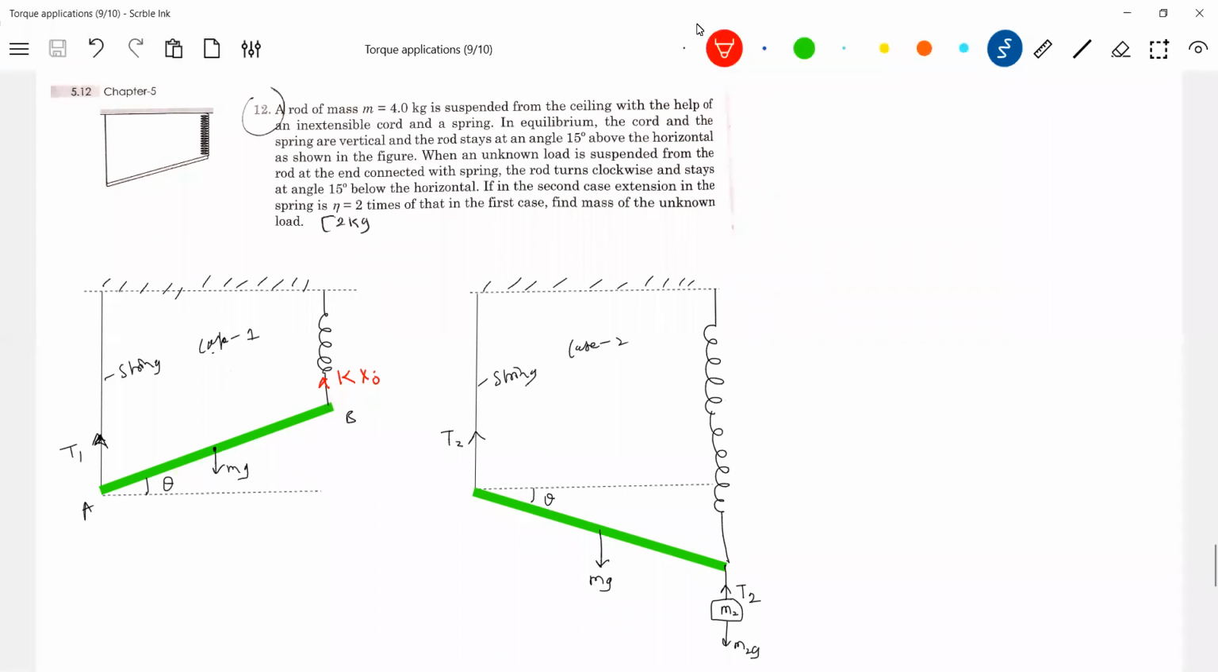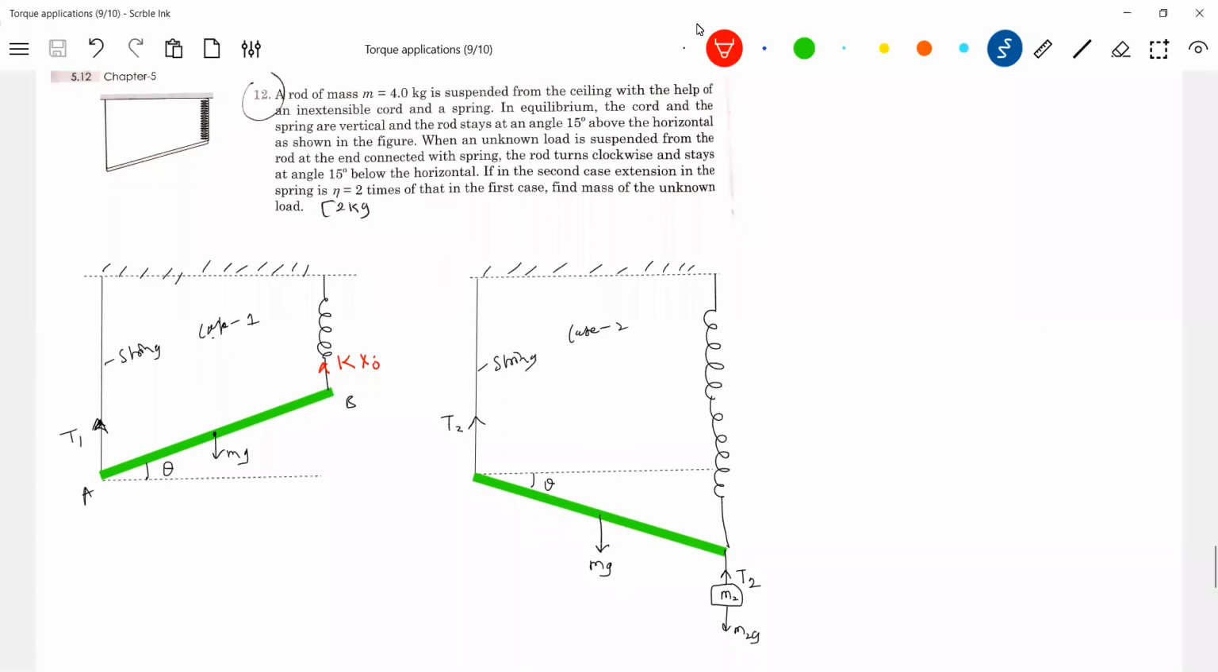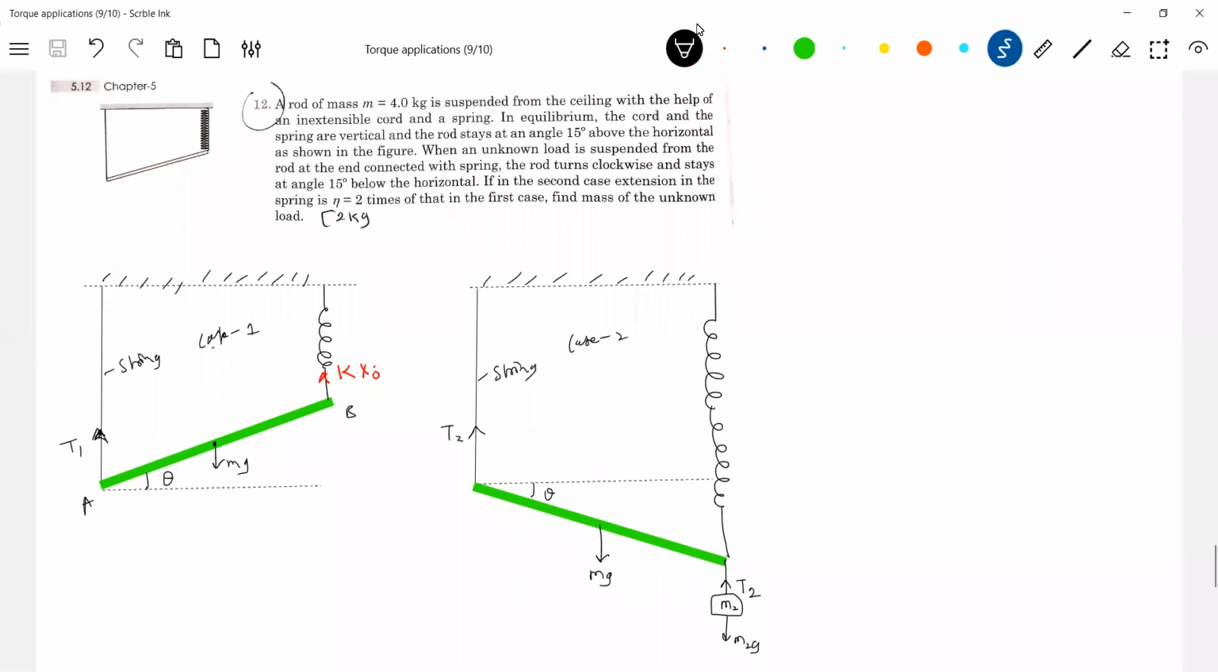So let's directly get into writing the equations now. The net torque about A should be 0. So for that, the weight of the rod, let it be M1, I'll take it. M1g times L by 2 cos theta. This is clockwise. Then kx naught times L cos theta. This should be anti-clockwise. What is this L cos theta? L cos theta is the horizontal distance.